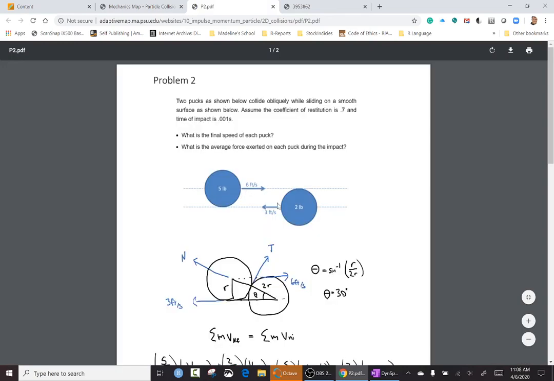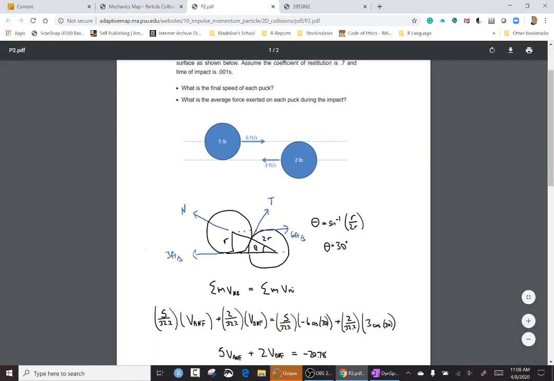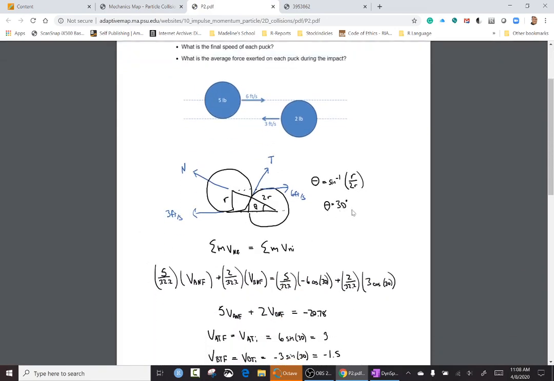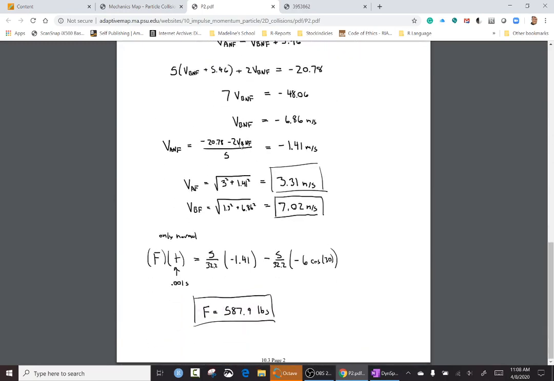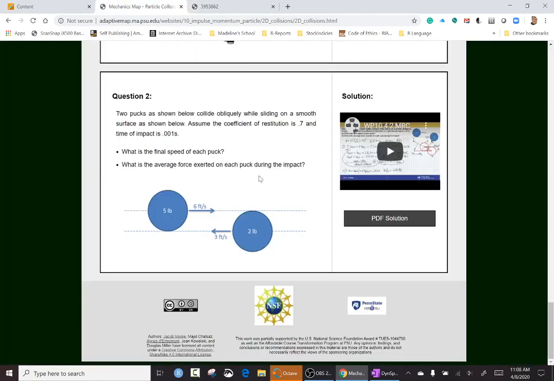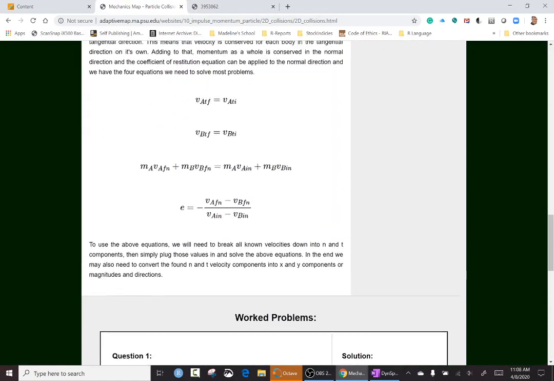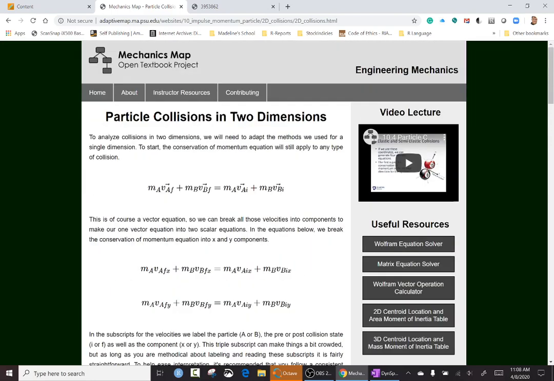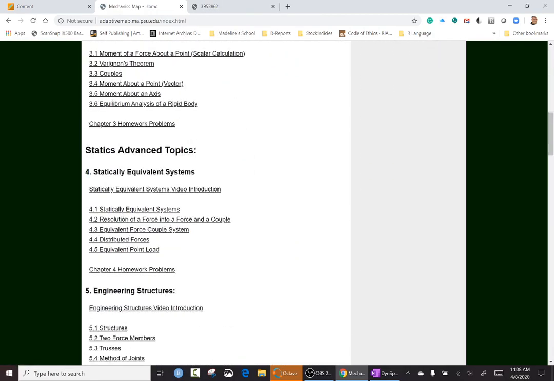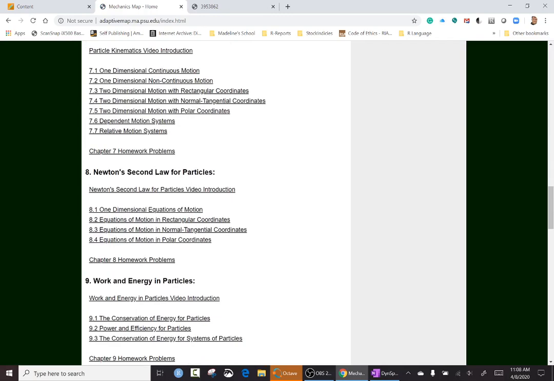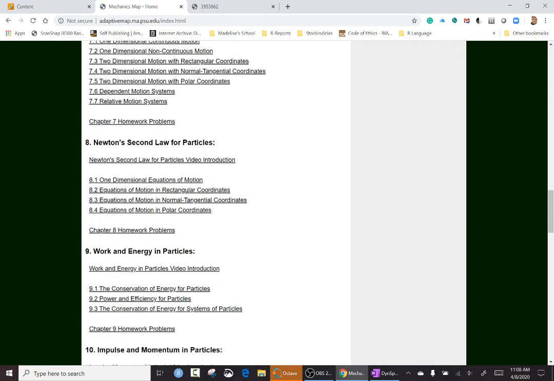Here's one where he's got two balls going to impact but off at an angle. He's determined that that impact angle is 30 degrees, and he works his way through the two problems. The one problem with the two pucks or balls or whatever. So go through those. That would be chapter 8, 9, and 10.